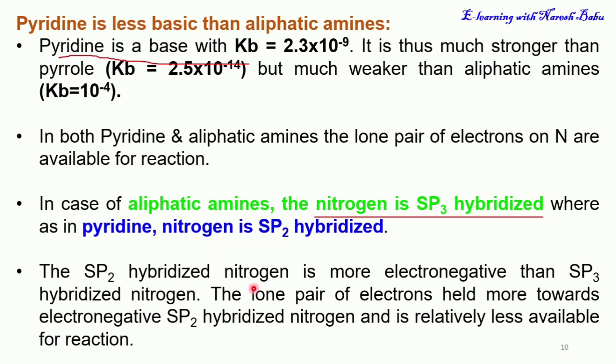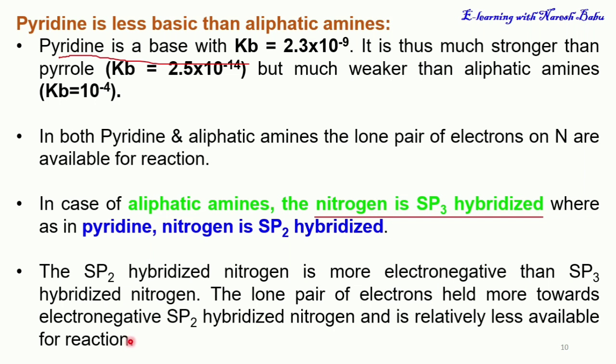The sp2 hybridized nitrogen is more electronegative than sp3 hybridized nitrogen. Due to this, the more electronegative nitrogen attracts the electrons towards itself, so the lone pair is not easily donated to form an N-H bond. So the lone pair of electrons is held more towards the electronegative sp2 hybridized nitrogen and is relatively less available for reaction when compared with the aliphatic amines.